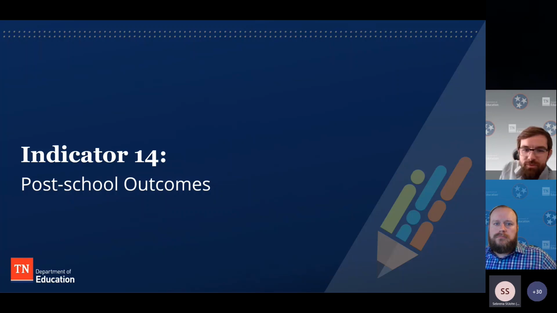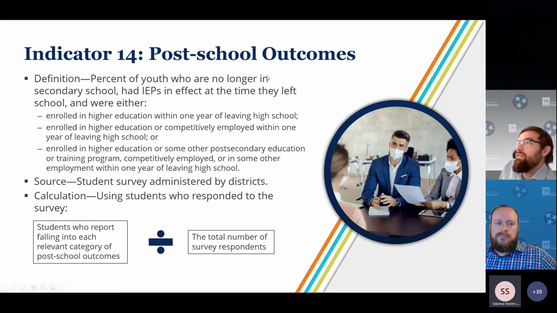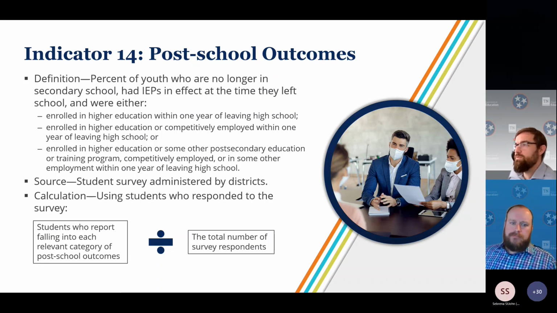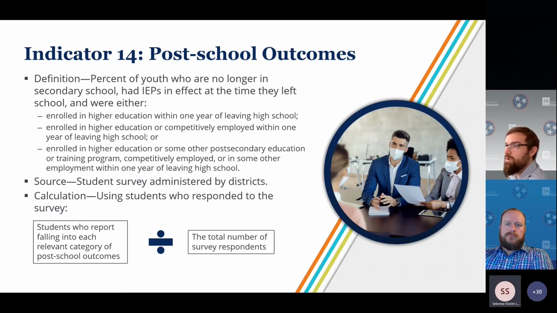Okay, moving on to indicator 14, post-school outcomes. This is sort of a three-part indicator, so it's a little more complex to define, but here we're looking at the percentage of youth who are no longer in secondary school but had an IEP in place at the time they left high school. And we're looking at whether they were in one of these three categories: enrolled in higher education within 1 year of leaving high school, or enrolled in higher education or competitively employed within 1 year of leaving high school, or enrolled in higher education or post-secondary education training program, or competitively employed, or some other employment after leaving high school, within 1 year after leaving high school.